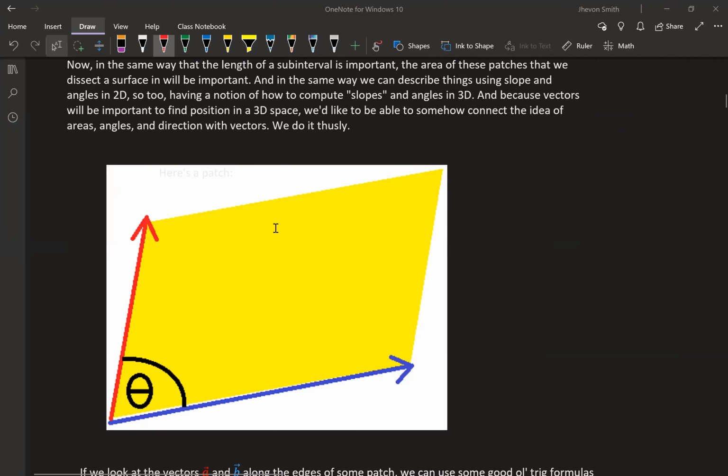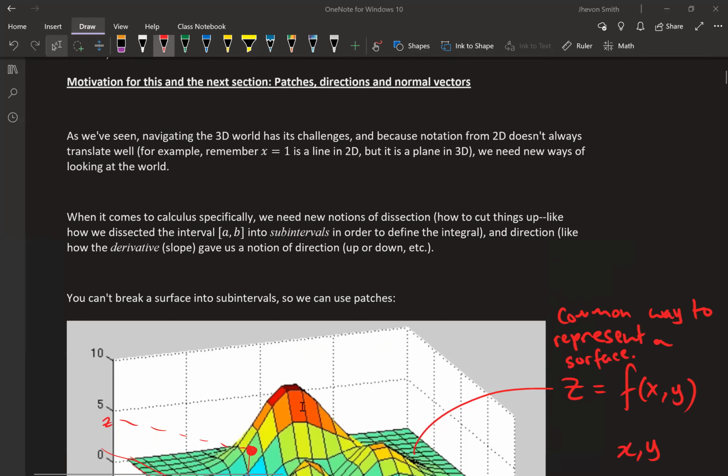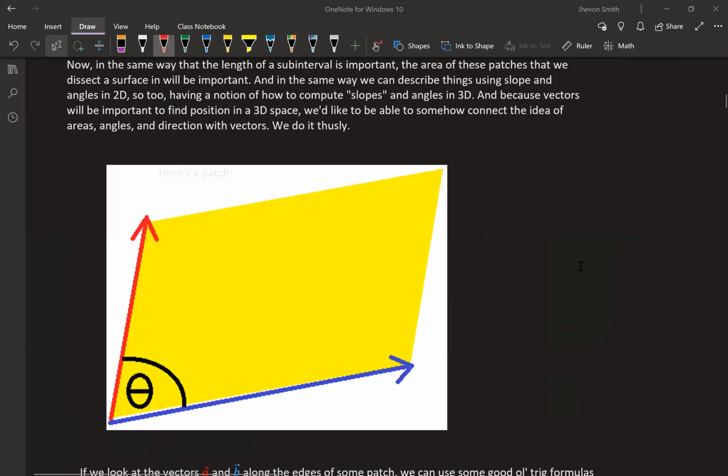Well, let's say I took one of these patches. Here's a patch that I took from up here. Let's say I just took one of these yellow patches, and here's the guy. One way to talk about the patches is that I can talk about the vectors that line this patch. So I can have a vector A here and a vector B along the edges. And let's say we want to find the area of this patch. How can I find the area? Well, one way to find the area, let's say we're interested in the area of this patch.